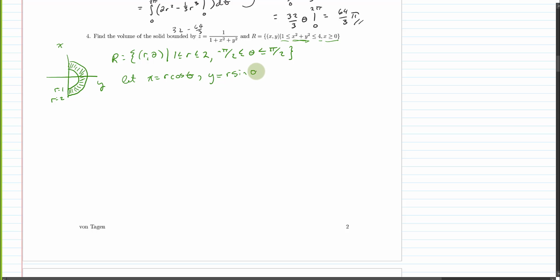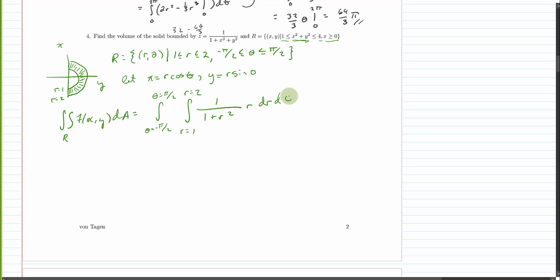Okay, so let's go ahead and set up our new integral in polar form. So the double integral over R of f of x y dA, we could write as the iterated integral in polar coordinates from theta equals minus pi over 2 to theta equals pi over 2 of the integral from r equals 1 to r equals 2 of 1 over 1 plus r squared, r dr d theta.